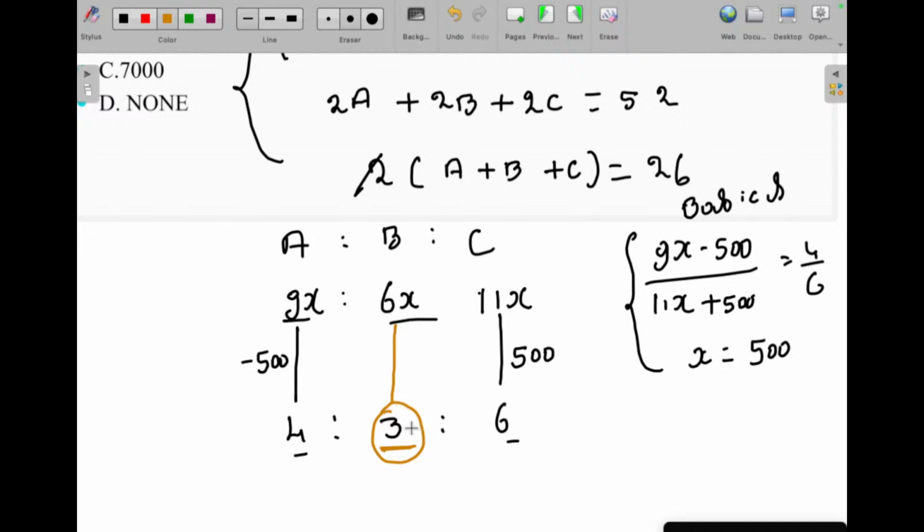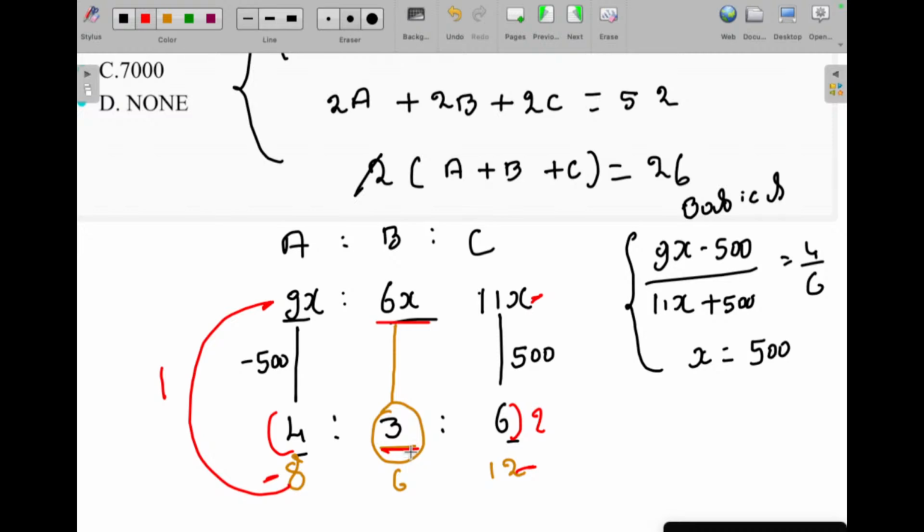Can I multiply by 2? If I multiply by 2, it will be 8, it will be 6, it will be 12. Now, initially A had 9 rupee, now A has 8 rupee. Initially C had 11 rupee, now C has 12 rupee, which means I gave one part. I am multiplying by 2. Why 2? Because I want B to be constant.